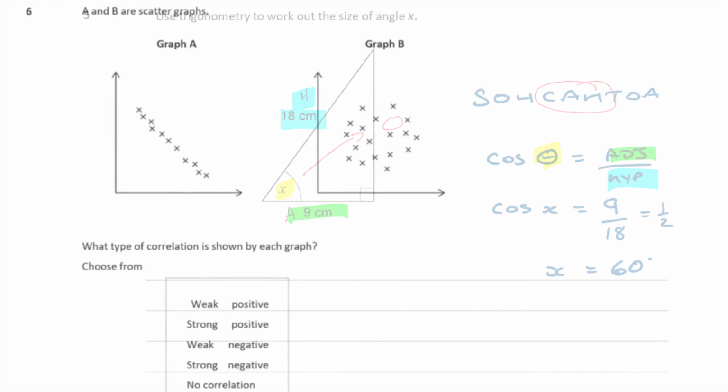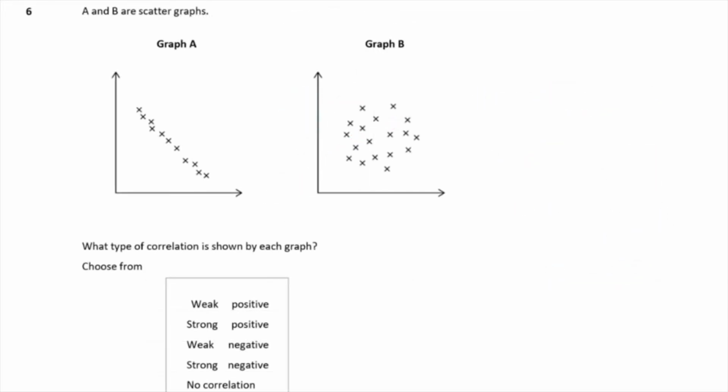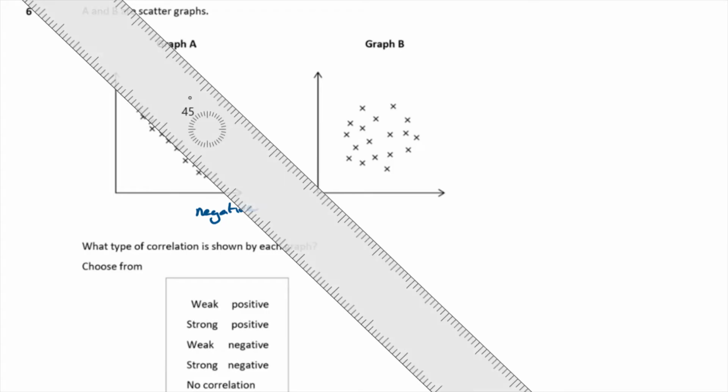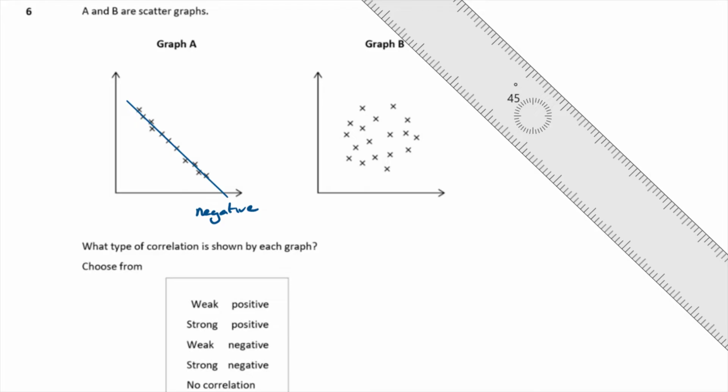Right, let's move on. Question 6, A and B are scatter graphs. What type of correlation is shown by each graph? And we've got a few to pick from. Graph A is sloping downwards from left to right, so it is definitely negative correlation. Is it strong or weak? Those points are very much sitting in a straight line. They're very close to a line of best fit. If I drew one in with a ruler, they're all pretty much sitting on top of it. So that is very strong negative correlation.